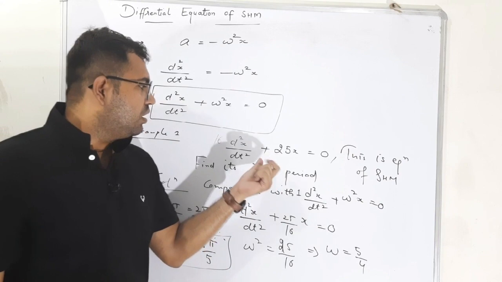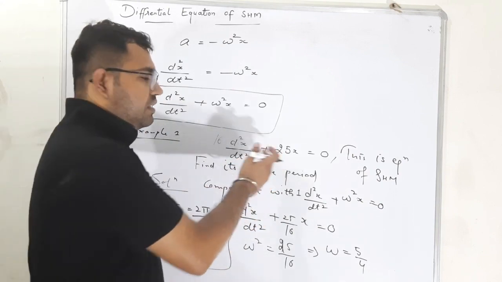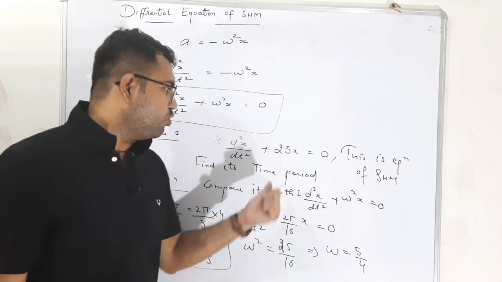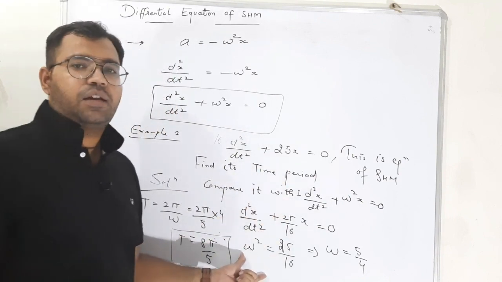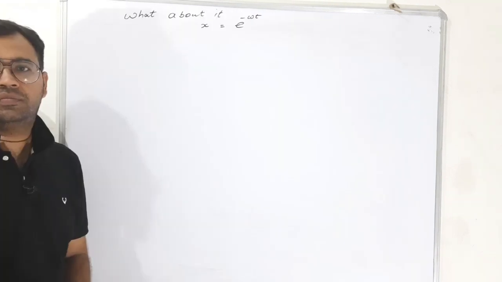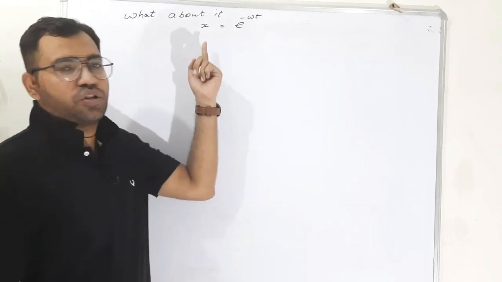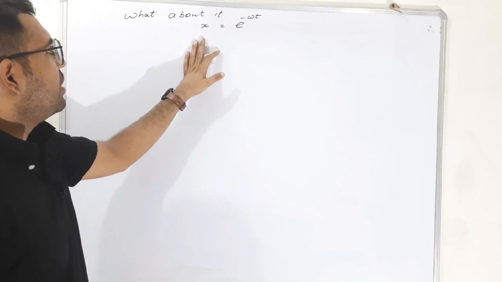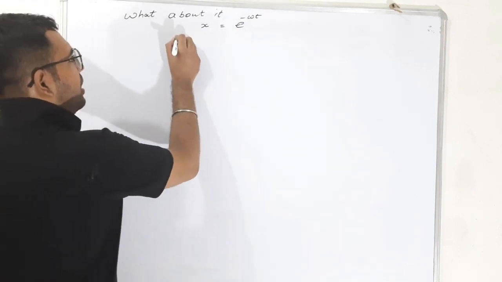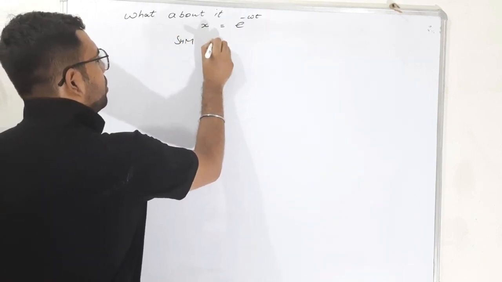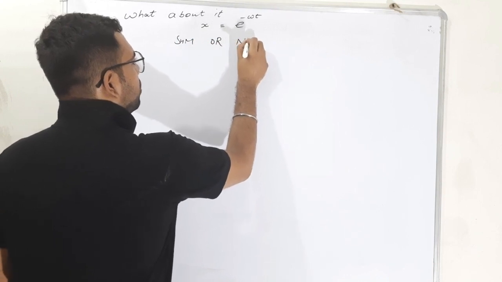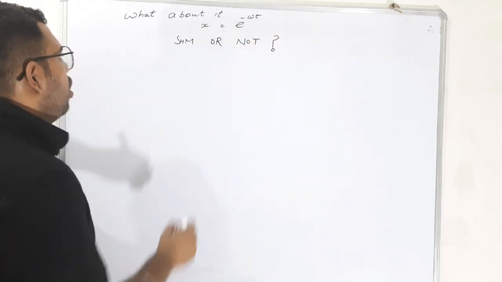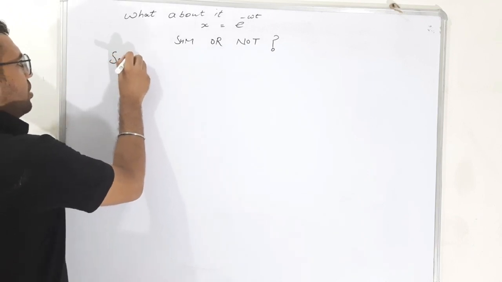So that is the way we can check simple harmonic motion, or we can calculate the time period, right? Yes dear, next question is x equal to e to the power minus omega t. You have to check whether it is doing SHM or not. Is it doing SHM or not? So how can we check this?